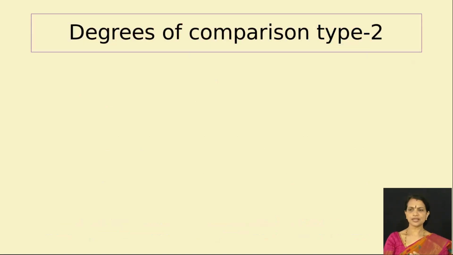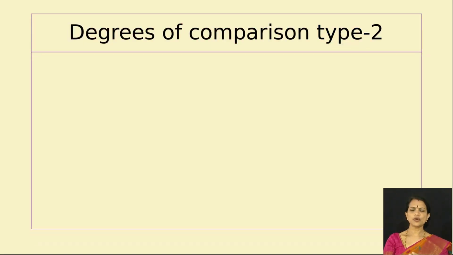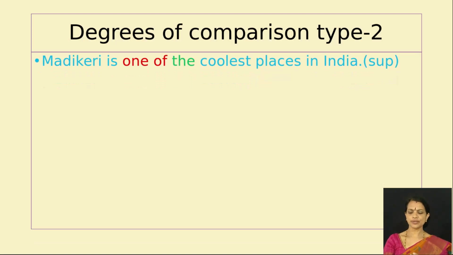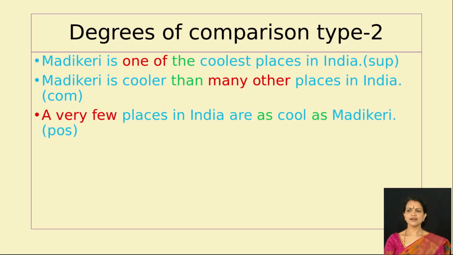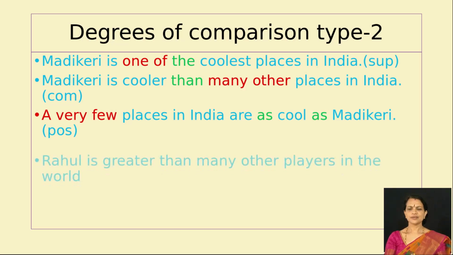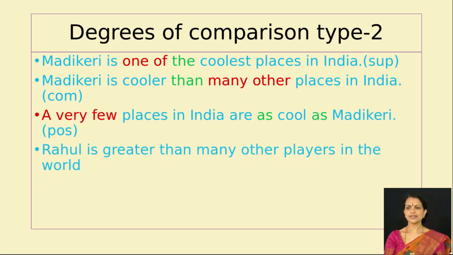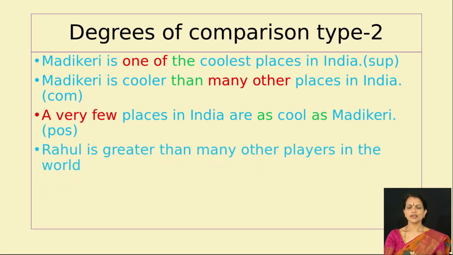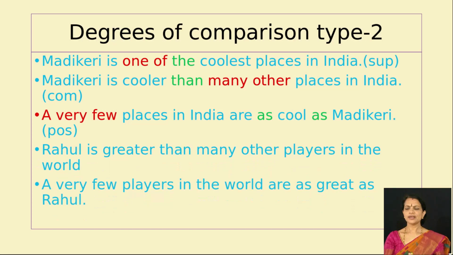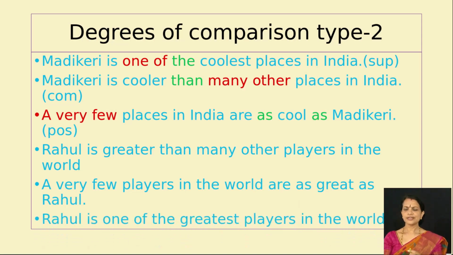Degrees of comparison type 2. Here Madikeri is one of the coolest places in India, superlative degree. Very few places in India are as cool as Madikeri, positive degree. Next example, Rahul is greater than many other players in the world, comparative degree. Very few players in the world are as great as Rahul, positive degree. Rahul is one of the greatest players in the world, superlative degree.